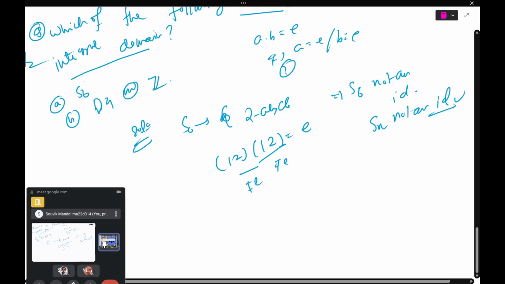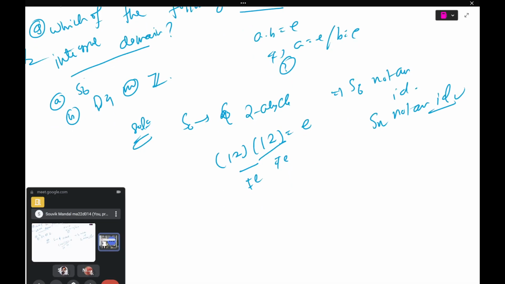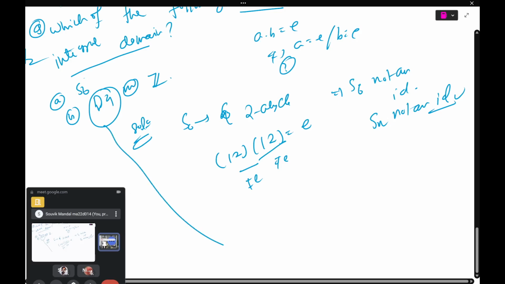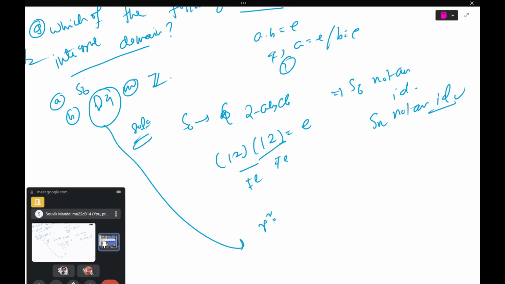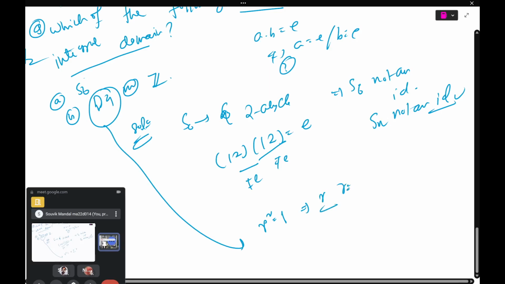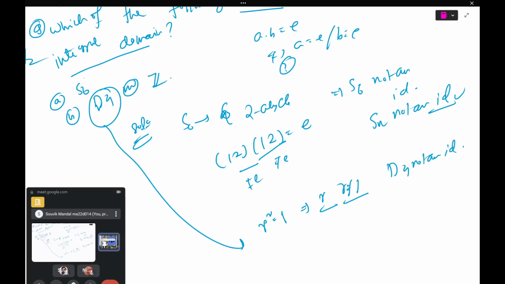I hope so. So now come to D4. Basically in D4 we have some reflection R. So R squared is equal to identity, but R itself is not an identity, because it's a reflection. So D4 is not an integral domain. Now, what about Z? In Z, AB equal to 0 implies A equal to 0 or B equal to 0. So obviously the integers Z are an integral domain. Okay, so that's the argument. Do you understand?